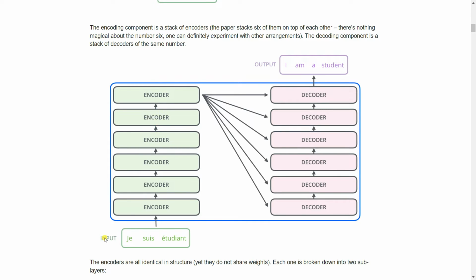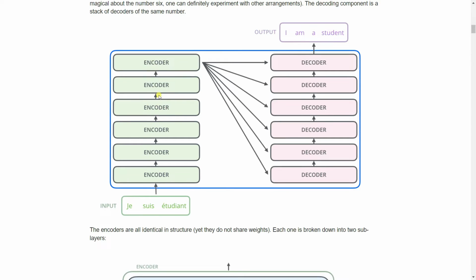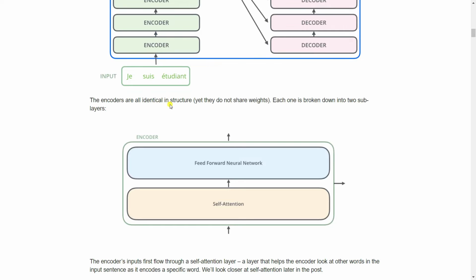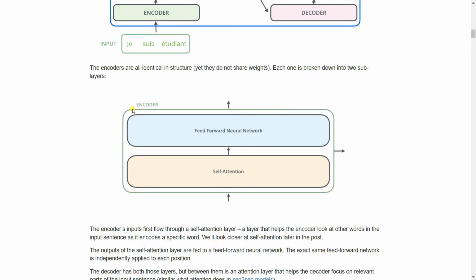And after that, they pass the input. Now the last encoder passes that data into the decoder, and the decoder gives an output. Now let's go into each of the encoders. What is actually happening inside this encoder? So the encoders are identical in structure, yet they don't share weights. See one thing. Encoder is nothing but the combination of self-attention and one feed-forward neural network.